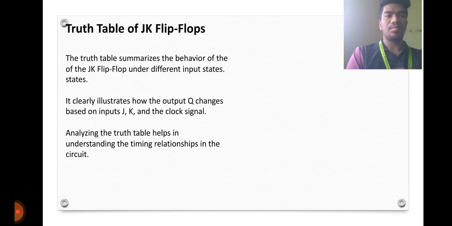Truth table of JK flip-flops. The truth table summarizes the behavior of the flip-flop under the different input states. It clearly states how the output Q changes based on the inputs J and K and the clock signal. Analyzing the truth table helps in understanding the timing relationship in the circuit.